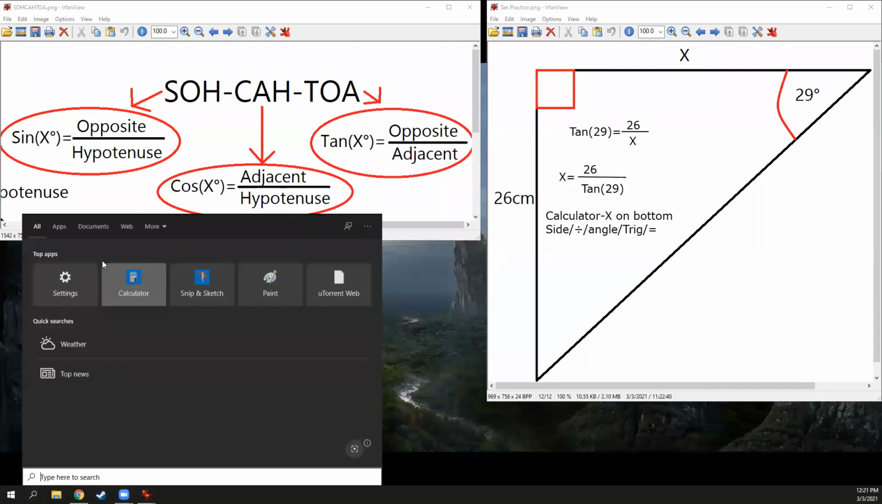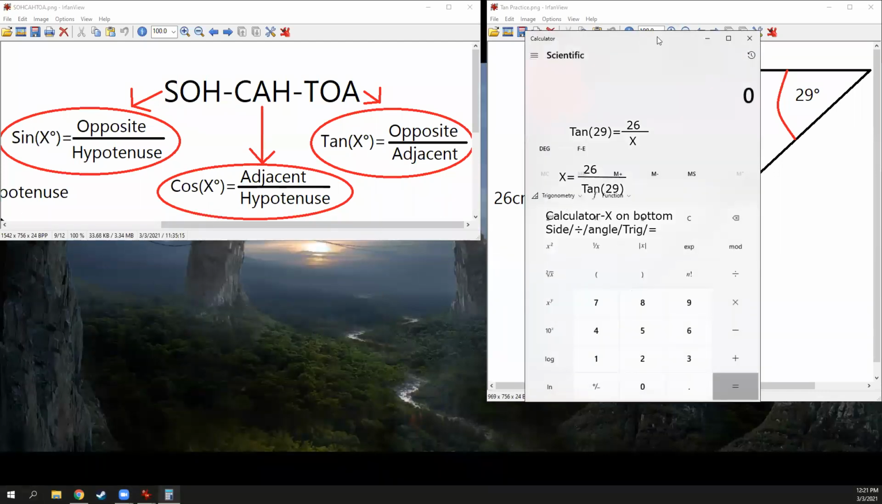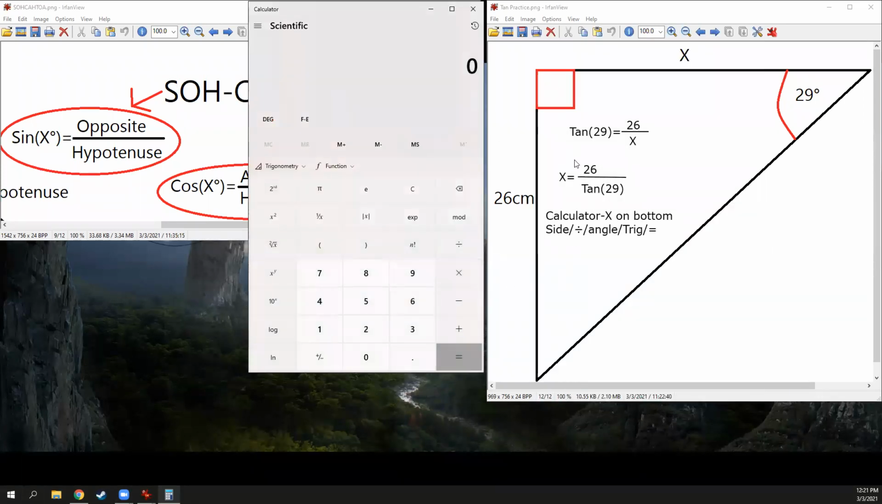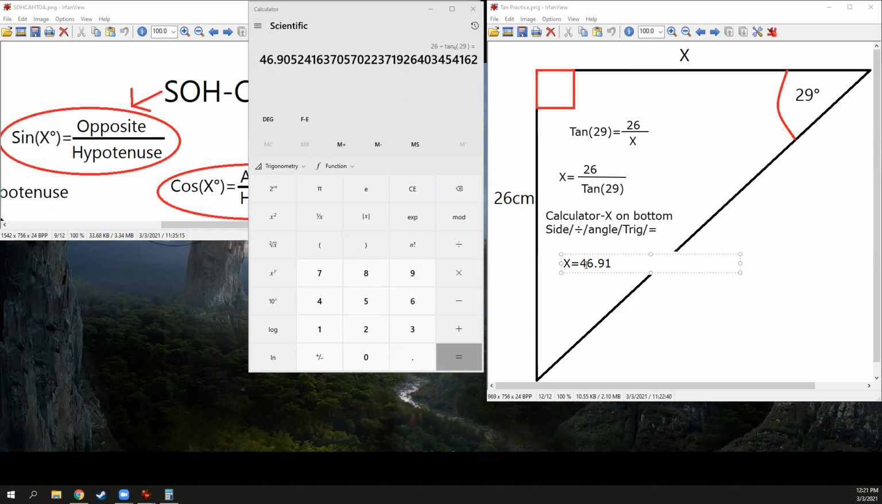So I'm going to get my mouse back, get to the calculator. All right, so our side is 26 divided by our angle, which is 29, our trig function, which is tangent, and our equal sign. Cool. X is 46.91. X equals 46.91. Like centimeters, right? Yeah, it's centimeters. There you go.